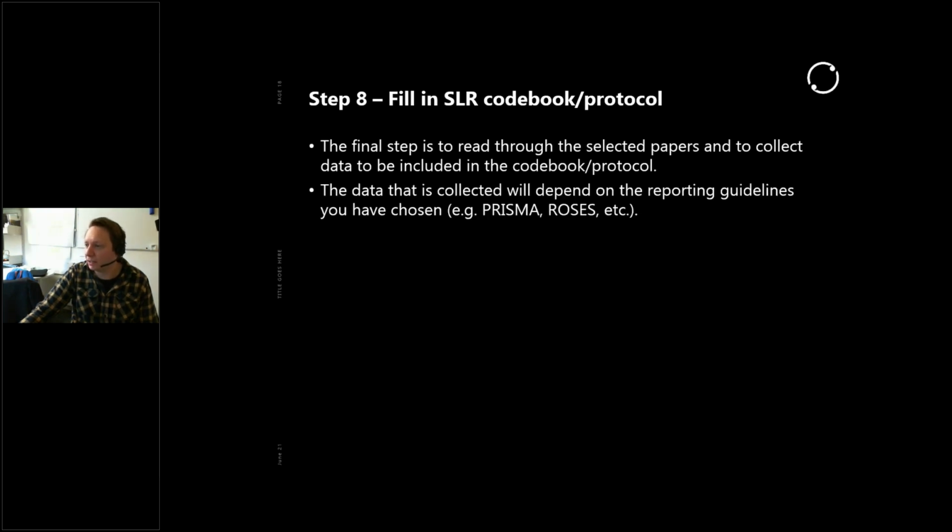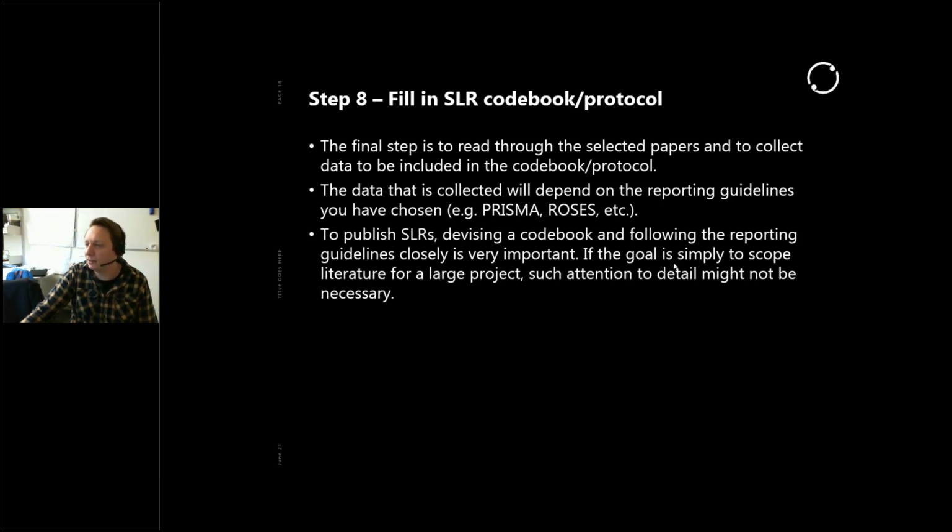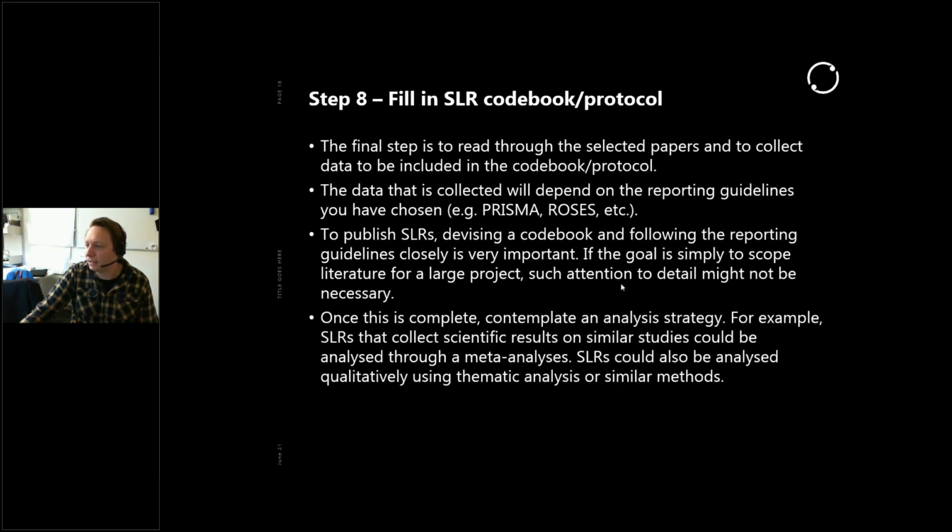So the data that will be collected depends on the reporting guidelines you've chosen, as well as the analytical approach that you're taking. To publish SLRs, devising a codebook and following the reporting guidelines closely is very important. But if the goal of doing a systematic literature review is just to scope literature for a large project, or maybe for a commercial client that isn't too concerned about meeting those same rigorous standards that would be required by the journal, this kind of attention to detail might not be so necessary. But once this is complete, contemplate your analysis strategy if you haven't already thought about that.